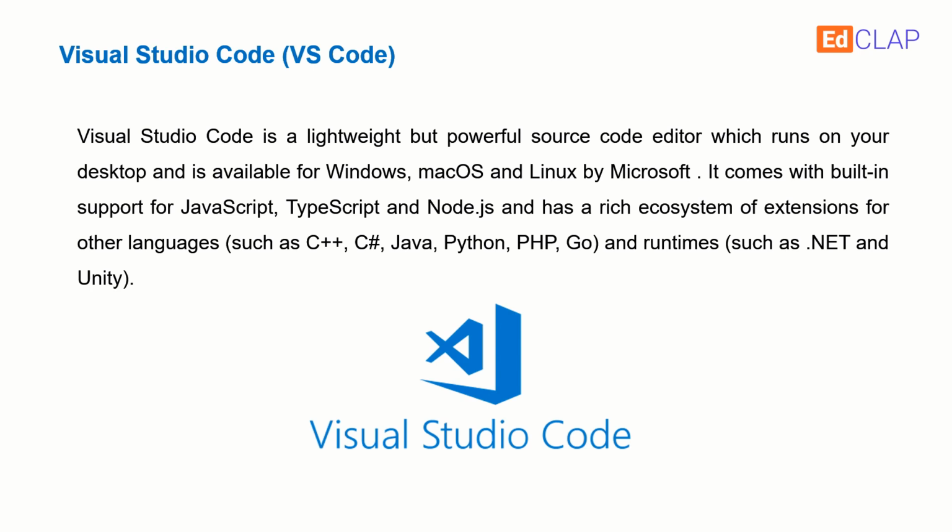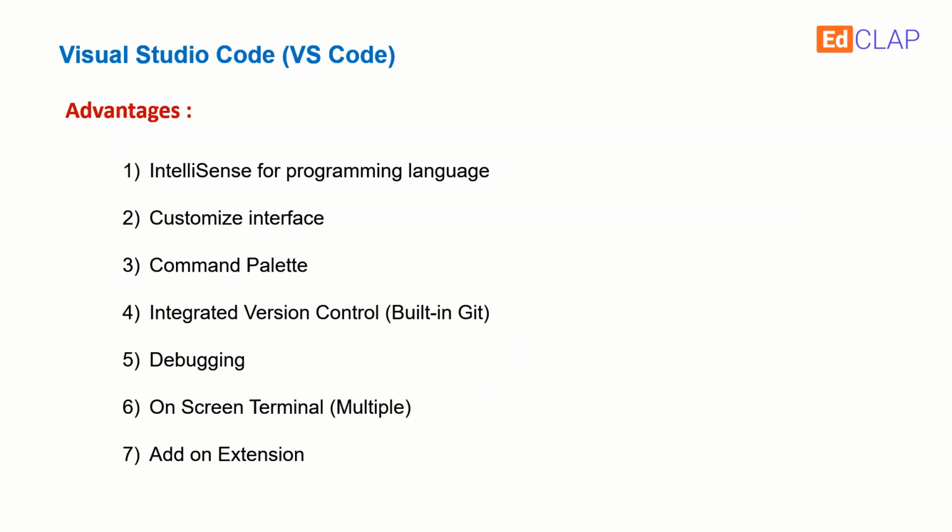There are a lot of features available in Visual Studio Code. That's why it's popular. It comes with built-in support for JavaScript, TypeScript, and Node.js. But there are a lot of other extensions for C Sharp, C, Java, Python, and PHP as well. Right? Now we are coming to some of the advantages.